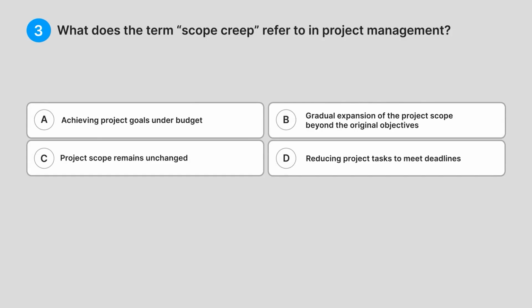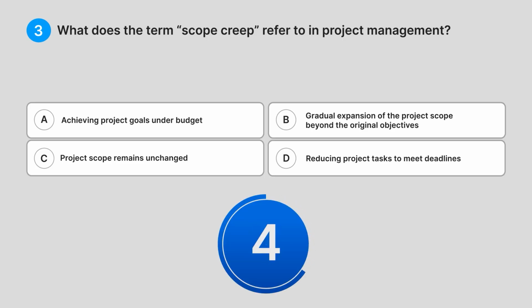3. What does the term scope creep refer to in project management? A. Achieving project goals under budget. B. Gradual expansion of the project scope beyond the original objectives. C. Project scope remains unchanged. D. Reducing project tasks to meet deadlines. What do you think is the answer?